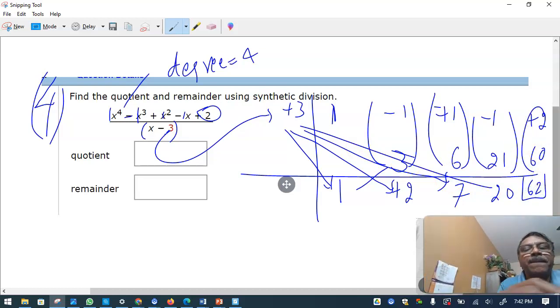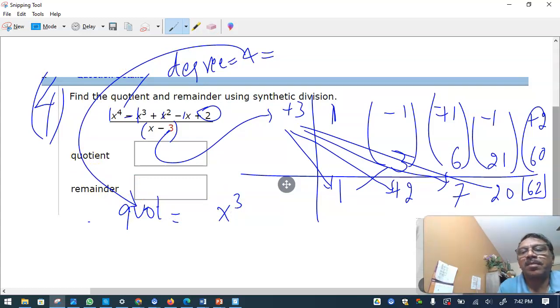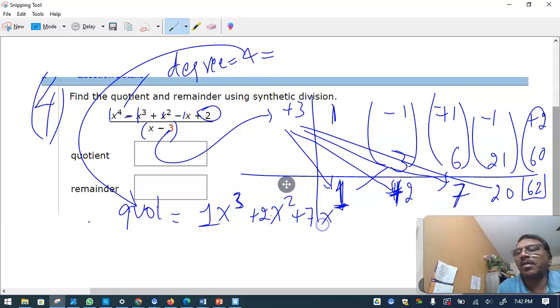So now how do we write the quotient? Because the original degree is 4, the new quotient that you're going to have will be degree 3. So you are putting x raised to 3. But the first coefficient is 1, so that goes right here. Then this 3 reduces by 1, so it becomes x squared. The number here is plus 2, that goes right here. Then plus 7, so this 7 goes here, 7x, and then the number is 20, and you're done. That's the quotient. And the remainder is right here, 62.